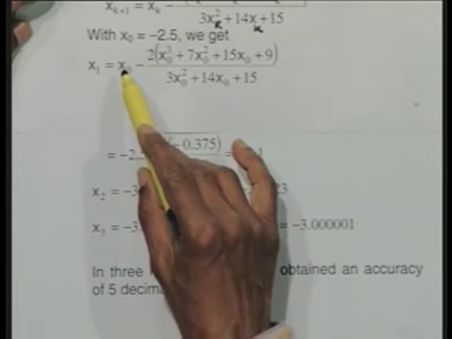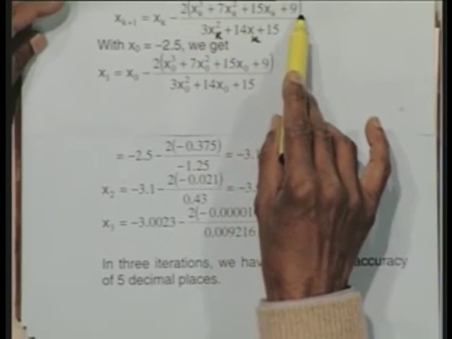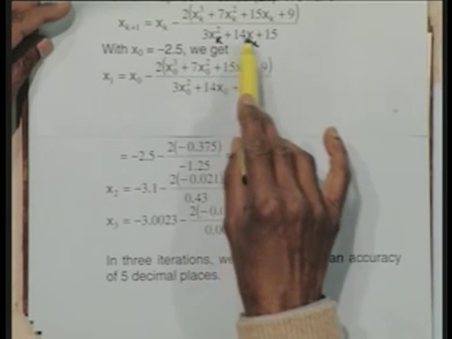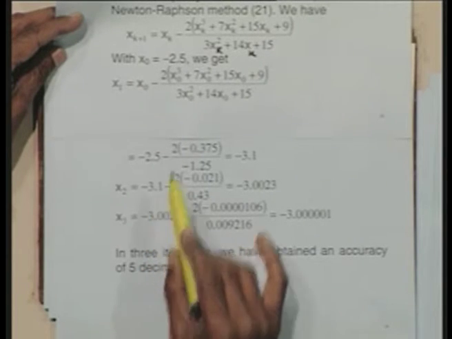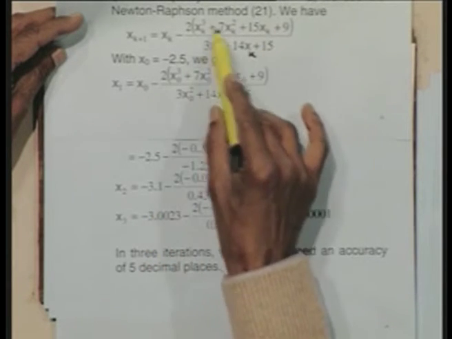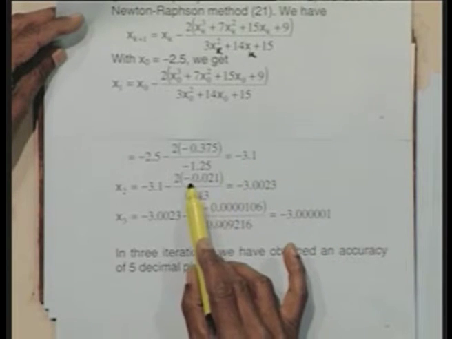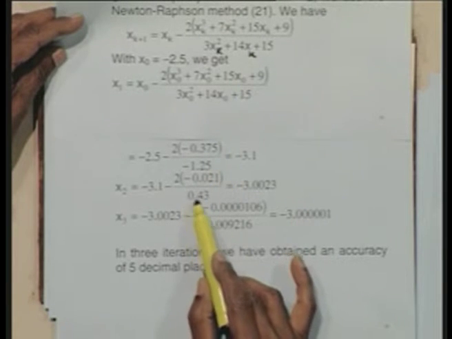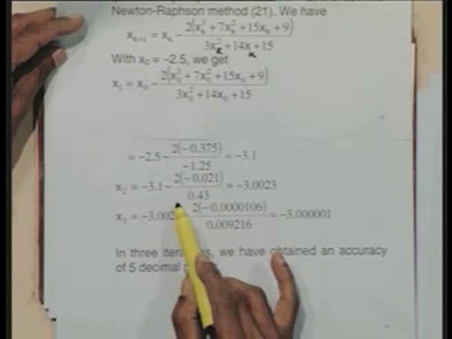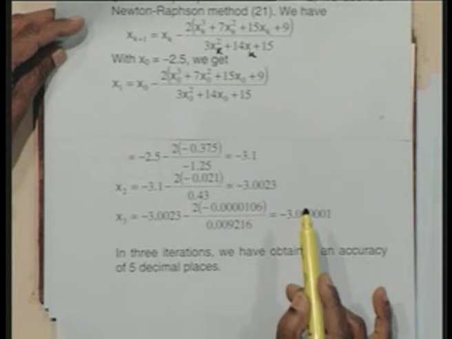x2 will be, now I substitute, x2 is equal to x1 minus 2 times everything evaluated at x1, numerator, denominator also evaluated at x1. So, I have here minus 3.1 minus 2 times, I evaluated this at x1, that is at the value minus 3.1, I get minus 0.021 and the denominator is 0.43. I simplify the whole thing, I get minus 3.0023.